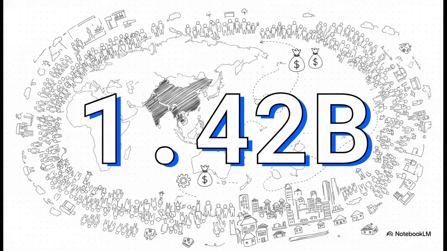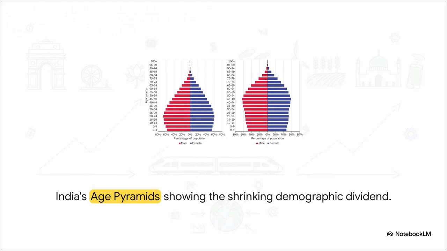1.422 billion. I mean, that is just a staggering number. In 2024, India officially overtook China to become the most populous country in the entire world. Now, being the biggest country by population brings immense opportunities for sure, but it also brings incredibly complex logistical and economic challenges. Right now, India is sitting on a massive demographic dividend.